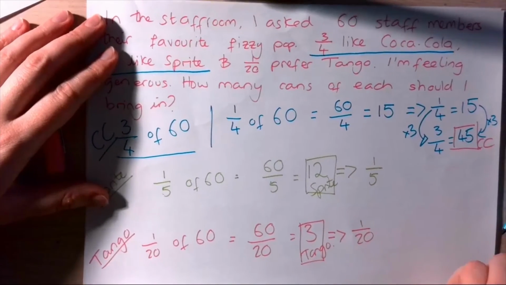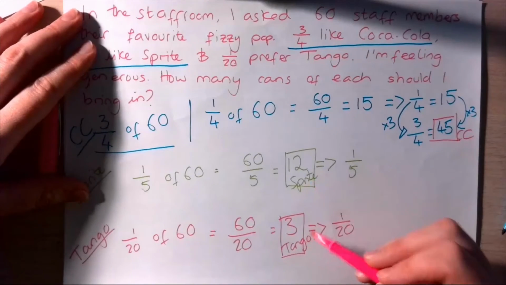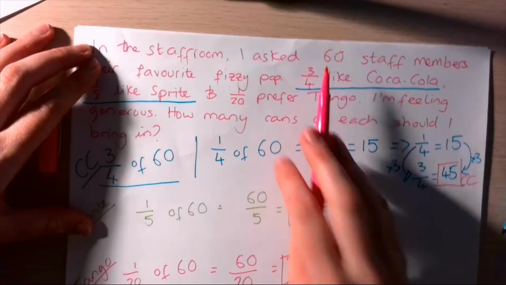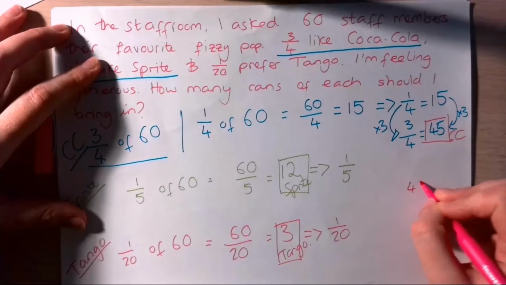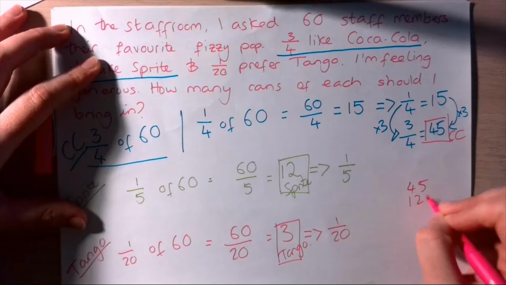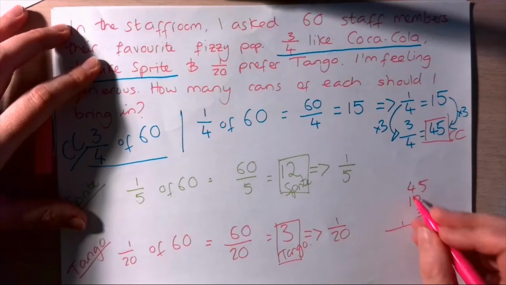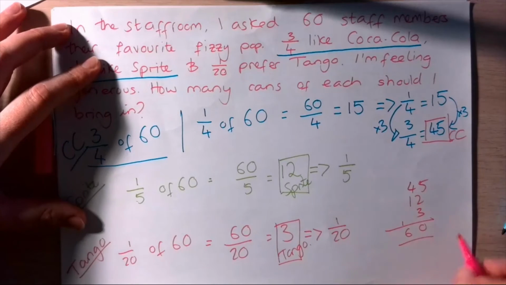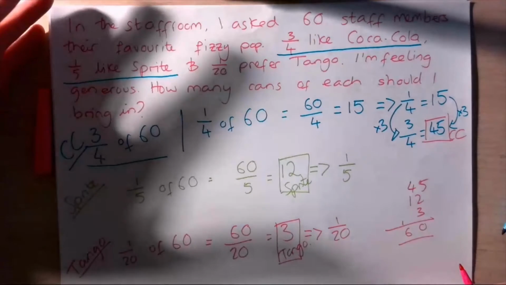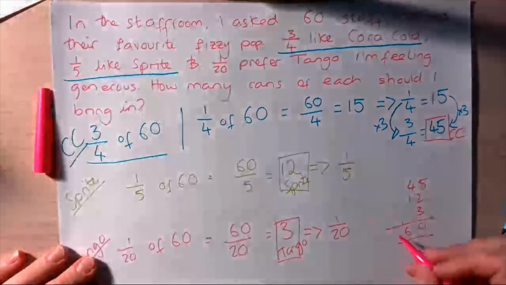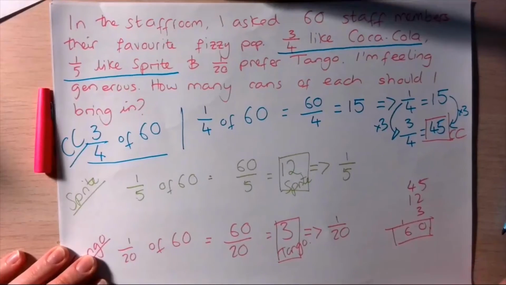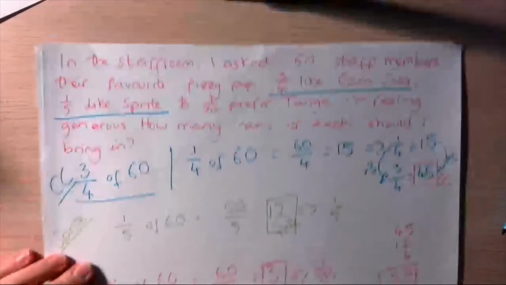And you can always check your answer, okay? Do these add up to the 60 people? Let's check. We've got 45, 12, and 3: 57, 60. So we add up to 60 people, so it's just reassuring to know that you've at least got the right number of people there. It does give you a bit of a confidence boost. So that's that one.